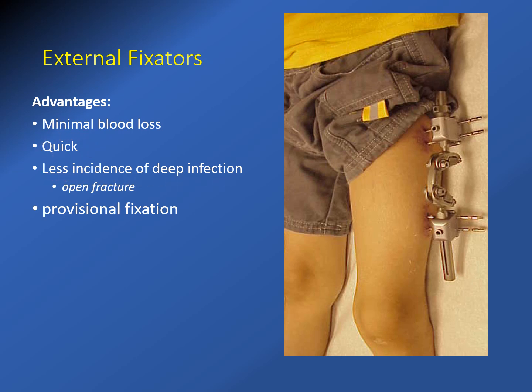So if you're worried about deep infection, like cases of open fracture, as we said, any open fracture carries risk of deep infection, it's better to use an external fixator. It can also be used for provisional fixation. So if you have a child that has a femur fracture and is not stable, you can put them quickly as a provisional fixation, and then if needed, it can be changed later.